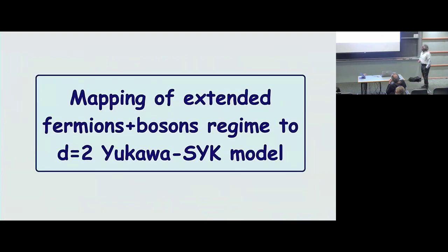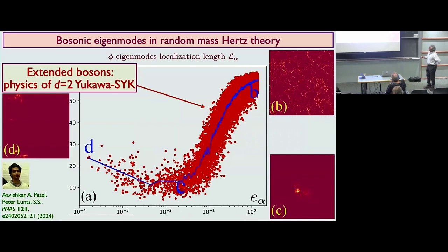Okay. All right, so now how about the higher temperature regime, where we believe we now have numerical evidence of extended bosons and extended fermions. How do you treat that? Okay, so what about this regime here? Can we do a more quantitative theory of what's going on here?